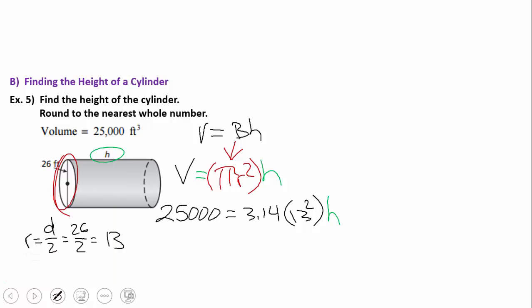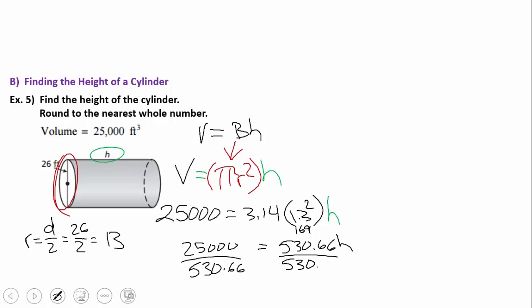So now, once we've plugged stuff in, once we've substituted in the appropriate numbers, well, voila, it's straightforward solving equations. Simplifying, 13 squared is 169 times 3.14 is 530.66. And that is times the height is equal to 25,000. So we're going to divide that by 530 because that's how we isolate our variable. That's how we keep the equation balanced, by doing it to both sides. All these things that come back to mind. And we find that the height is 47.1.